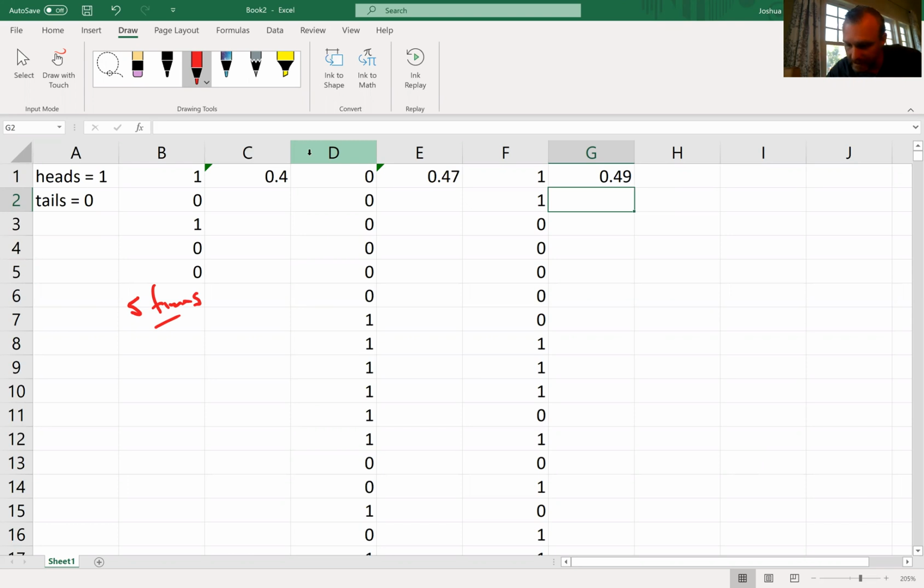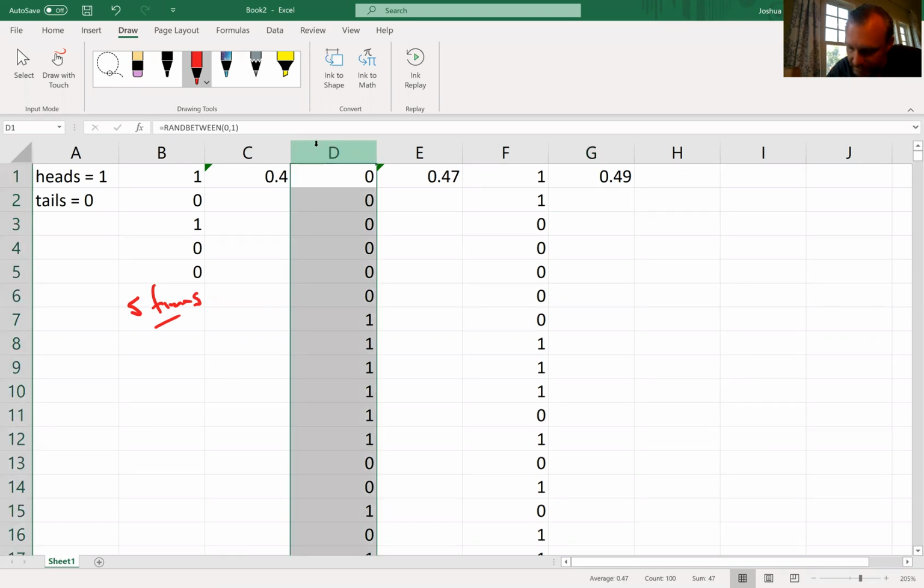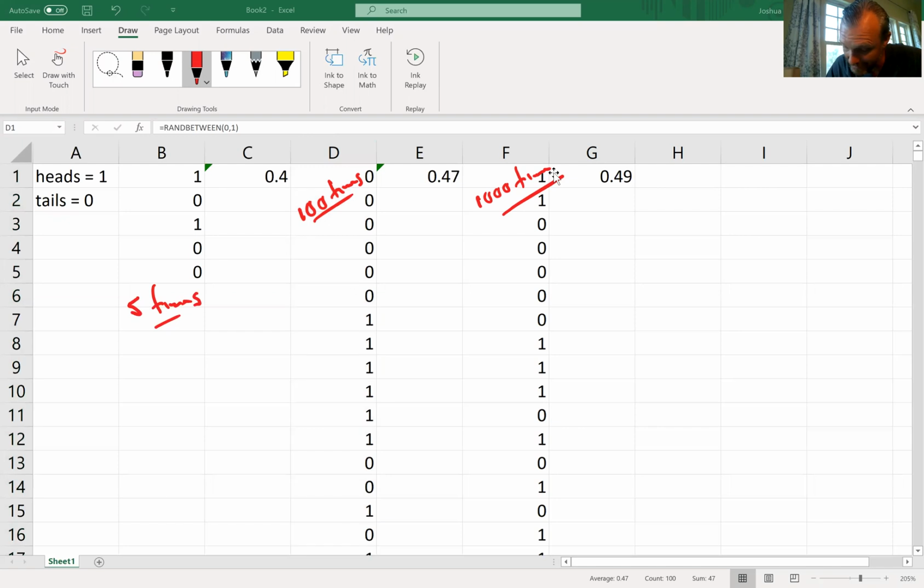Over here, this column was 100 times. And when I tossed 100 times, I wound up with 47 heads. And then this column over here, I did it 1,000 times. And when I did it 1,000 times, my probability is 0.49.